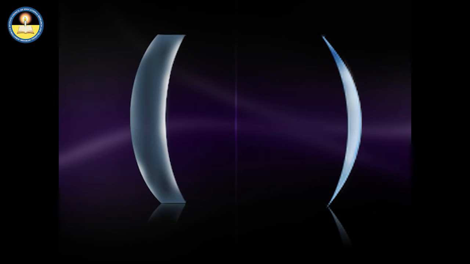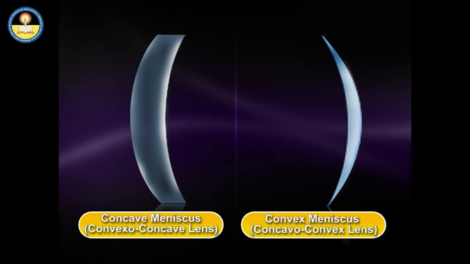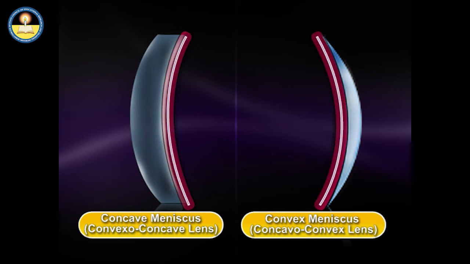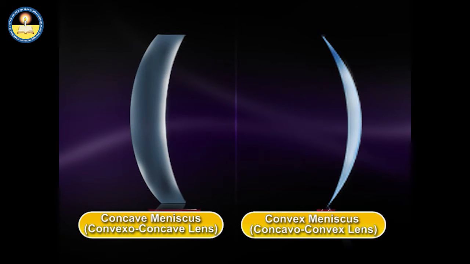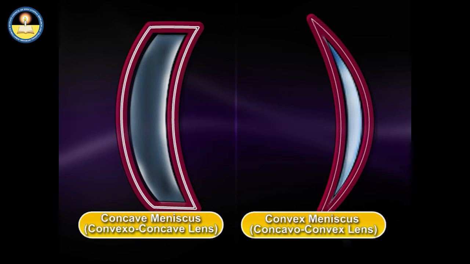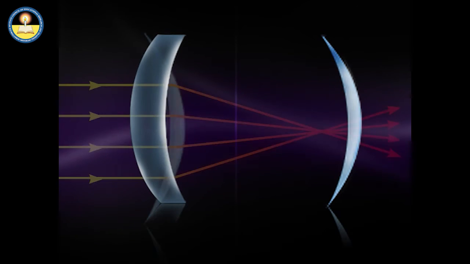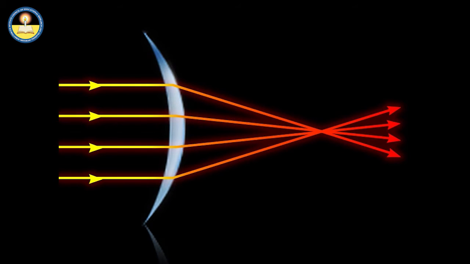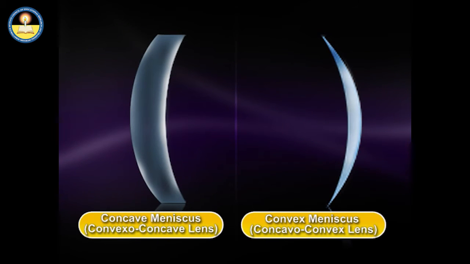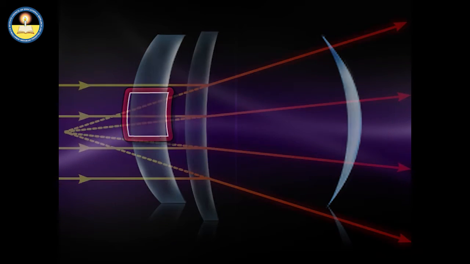It should be noticed that both convexo-concave and concavo-convex lenses have one surface convex and the other surface concave, but they differ in their shapes and actions. Similar to a convex lens, a concavo-convex lens is thicker in the middle and has a converging action. On the other hand, similar to a concave lens, a convexo-concave lens is thinner in the middle and has a diverging action.